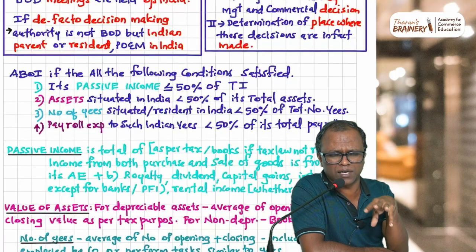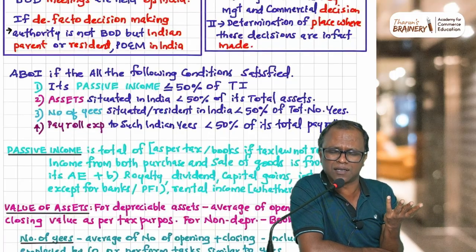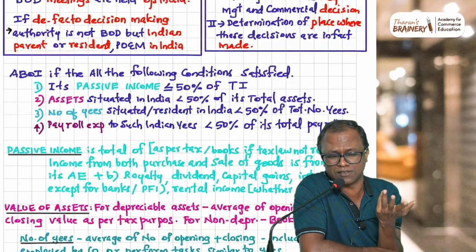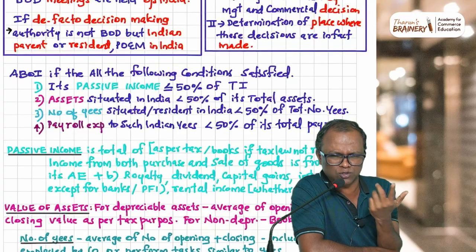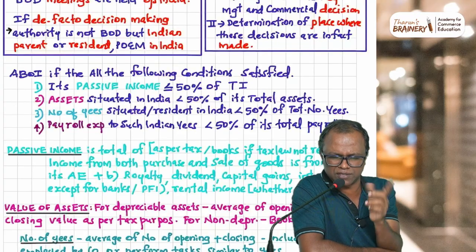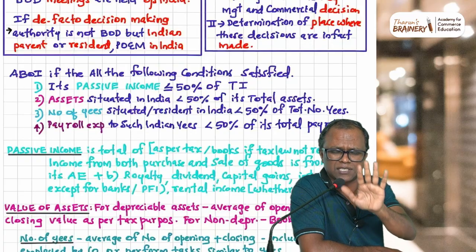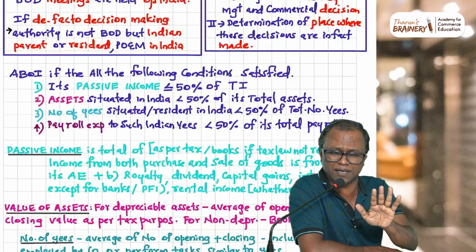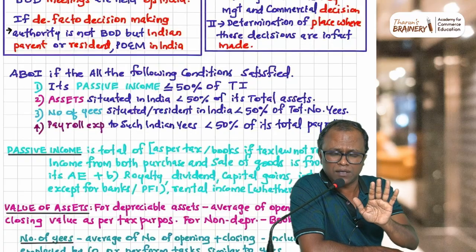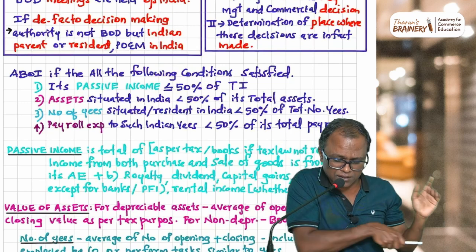Sometimes this foreign company may be located in a tax haven country. There may not be a tax law. In that situation, take the income as per the books of accounts. Otherwise, the total income as well as the passive income should be taken as per the tax law prevalent in that country. Okay, this is the first test.